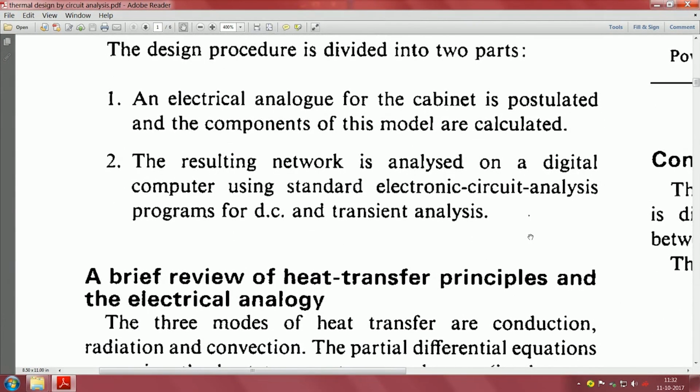See, an electrical analog for the cabinet is postulated and the components of this model are calculated. The network is analyzed on a digital computer using electronic circuit analysis programs for DC and transient analysis. See that, DC is represented by simple potential and resistances by normal heat transfer coefficient. Transient analysis is wherever heat storage can occur, as in the mass and the density of the material.